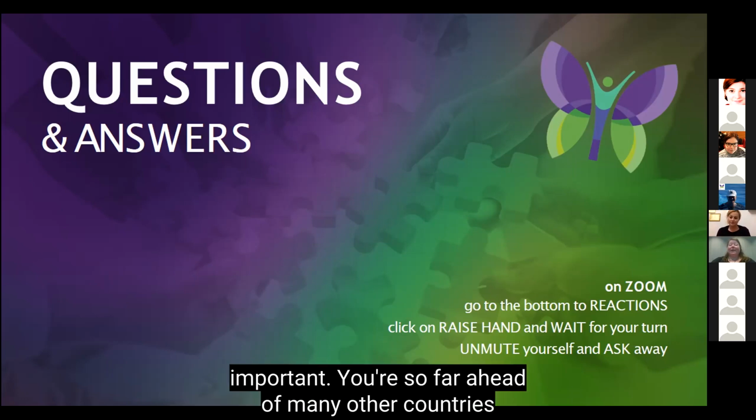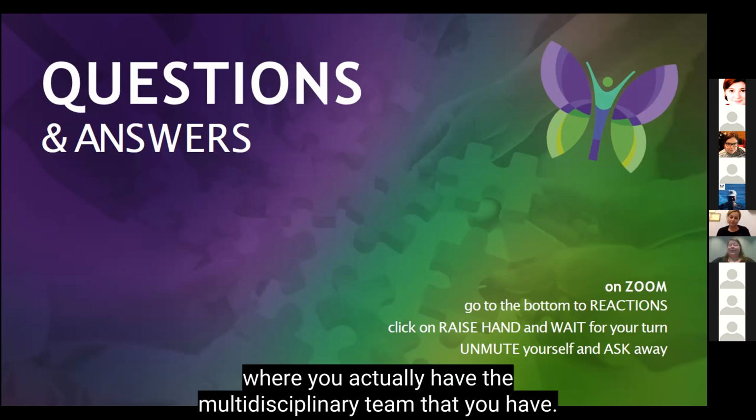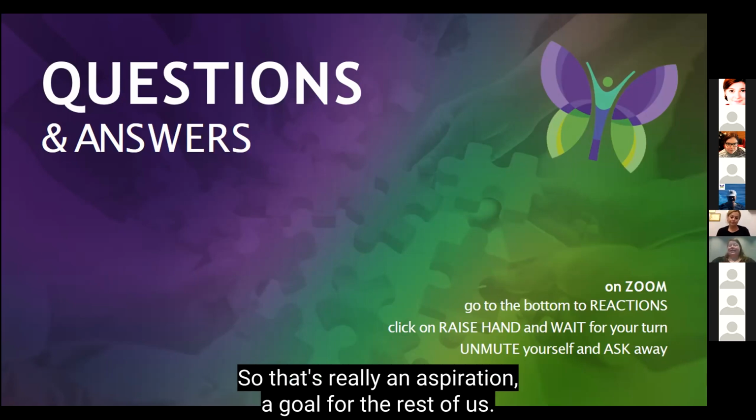You're still far ahead of many other countries who don't have lupus clinics like you do, where you actually have the multidisciplinary team that you have today. So that's really an aspiration, a goal for the rest of us.